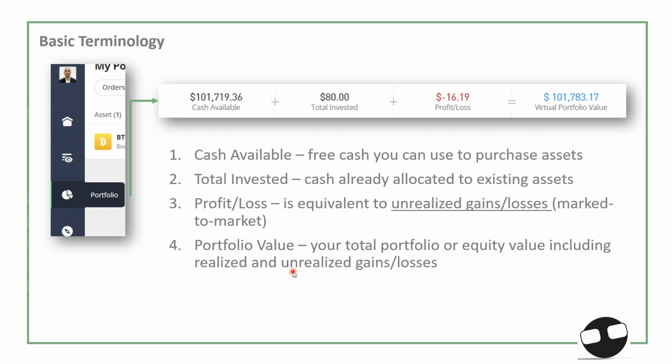Okay. And then fourth, you have your portfolio value. This is now your total portfolio or equity value, including realized gains and losses. So if you're going to look at this, it's actually sort of a formula. You have cash available plus your total invested amount plus your unrealized gains or losses, and that will be equivalent to your total portfolio or total equity. So in this case, virtual portfolio value of 101,000.